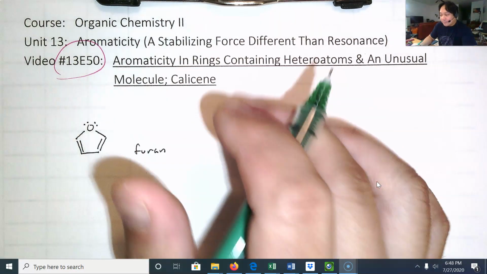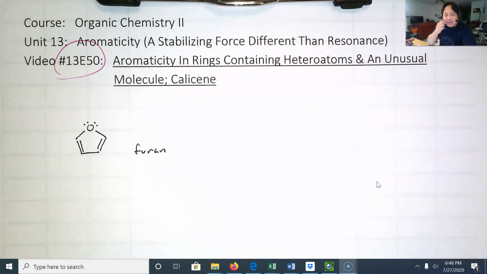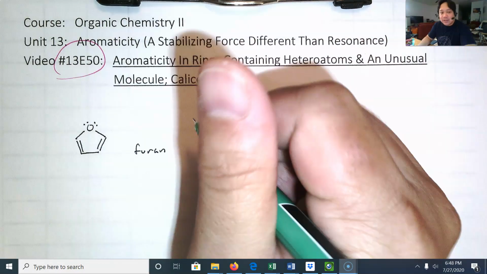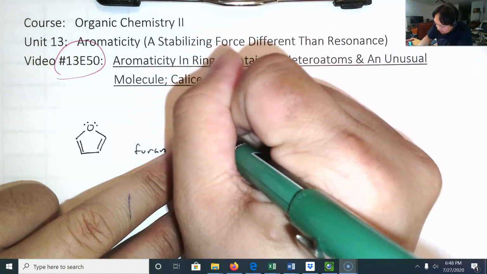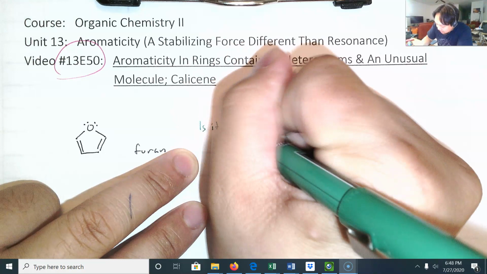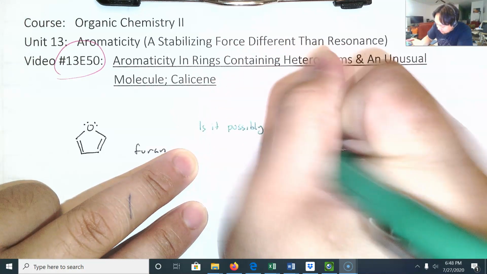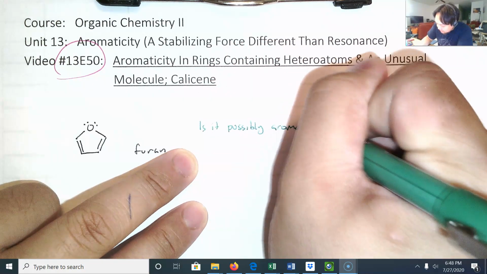But what about this oxygen? This oxygen has 4 areas of electron density. So normally you would think this is sp3. And it could still be sp3. It just depends whether it's beneficial for it to be sp2 or not. So what's the strategy? The strategy is, let us try to see if this is possibly aromatic.